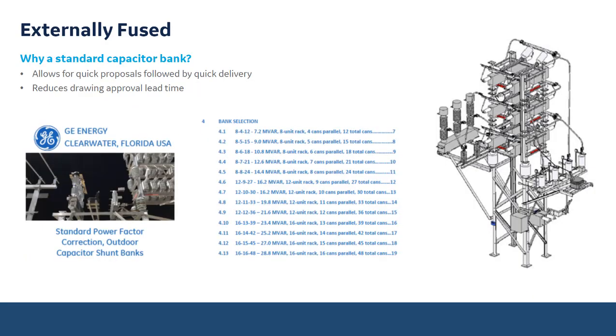This is the example of the externally fused standardized offering from GE. And so it allows for quick proposals followed by quick delivery, reduces drawing approval lead time, and this shows the different sizes of bank selections from the smallest 7.2 MVAR 8-unit rack that includes 4 cans parallel, 12 total cans, up to a 28.8 MVAR 16-unit rack.